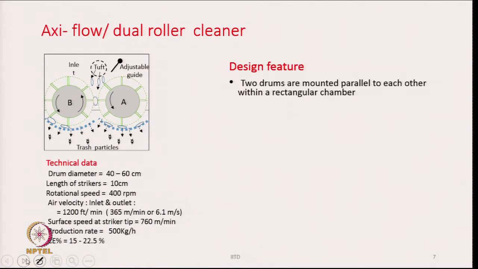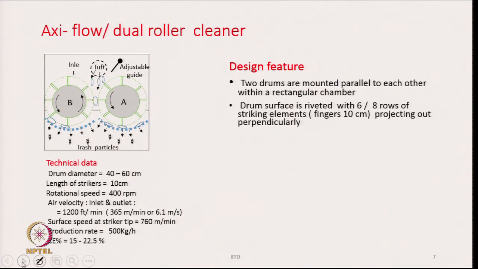Now, if you look at the general design feature, then the 2 drums are mounted parallel to each other. So, you had in the diagram the 2 drums are there, A and B, and they are parallel with respect to each other. And in the lower part of the 2 drums, we have grid bars, and then the entire thing, the drums and the grid bars, everything, they are now put into a box or a chamber.